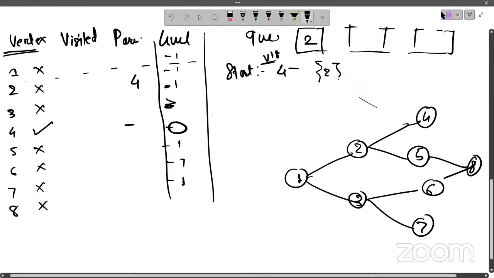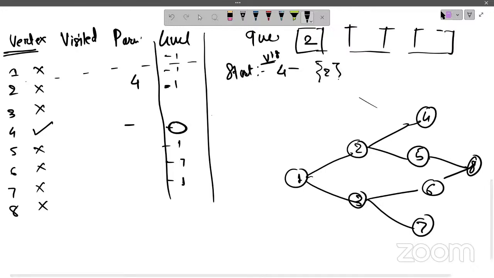Ma'am, it is depth first search, no? No, this is breadth first search. Breadth first search takes account of parent and level. In depth first search, we have pre number and post number. In breadth first search, we have queue, parent, and level. Okay. So now we have visited 4, we account 2, and I'll enter 2 in my queue.